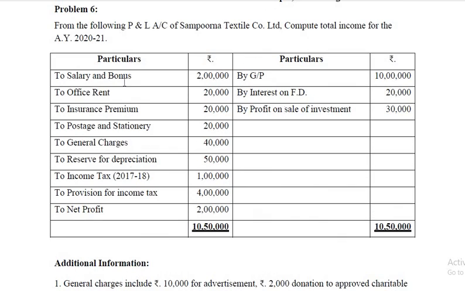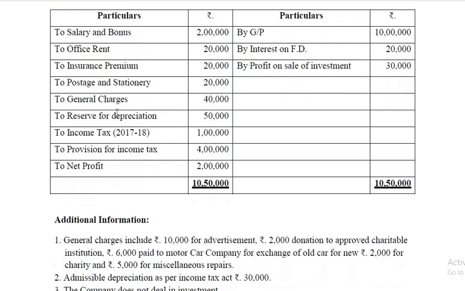Now look at the debit side of the profit and loss account. Salary and bonus are very much allowed. Office rent is allowed. Insurance premium is allowed. Allowed in the sense while computing business income. Postage and stationery is allowed while computing business income. General charges too. Except for these 2-3 items, the rest of the items are allowed.